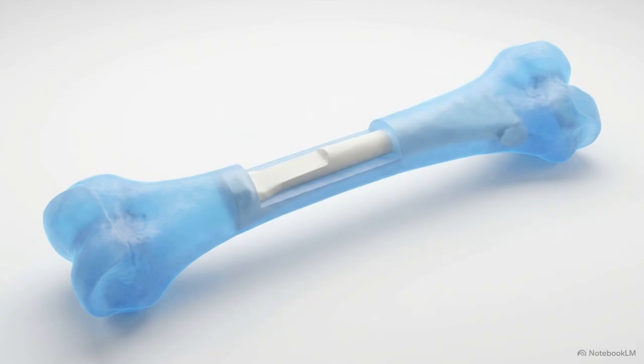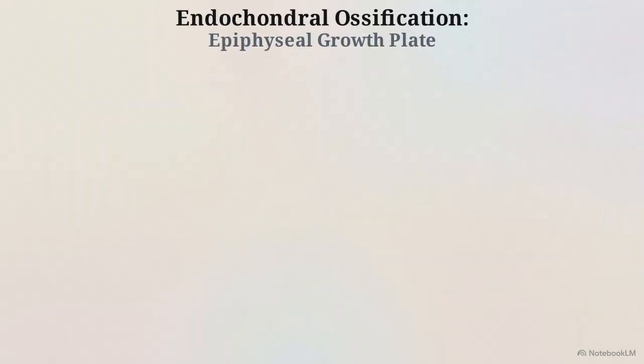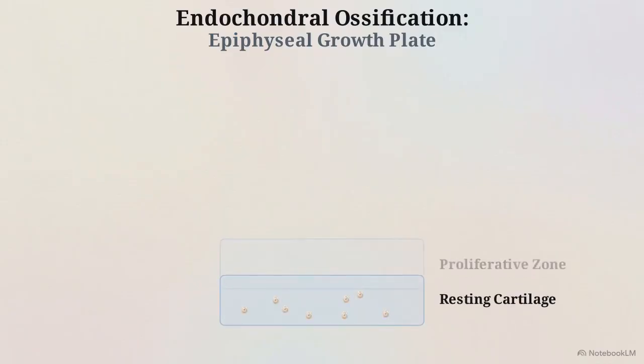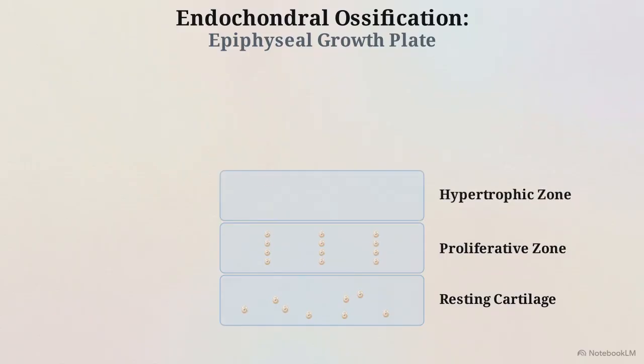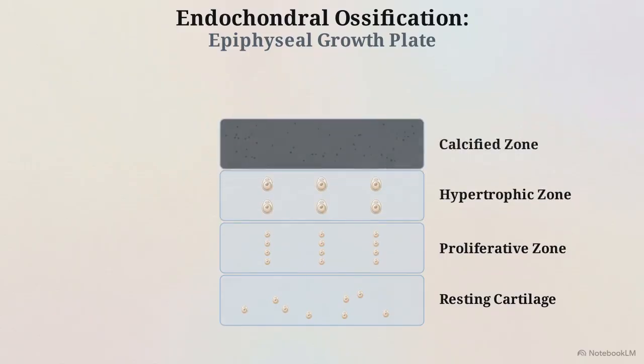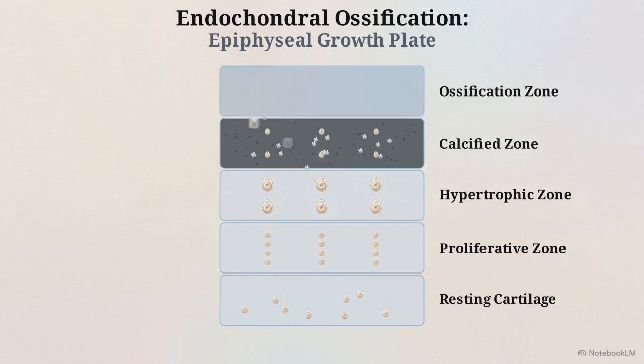Long bones grow through endochondral ossification, a process of replacement where a hyaline cartilage model acts as the template. This replacement happens across 5 distinct histological zones within the epiphyseal growth plate. It begins with resting hyaline cartilage. The cells stack into columns in the proliferative zone, swell in the hypertrophic zone, and the matrix hardens in the calcified zone. Finally, in the ossification zone, osteoblasts invade to lay down the first layers of new bone.